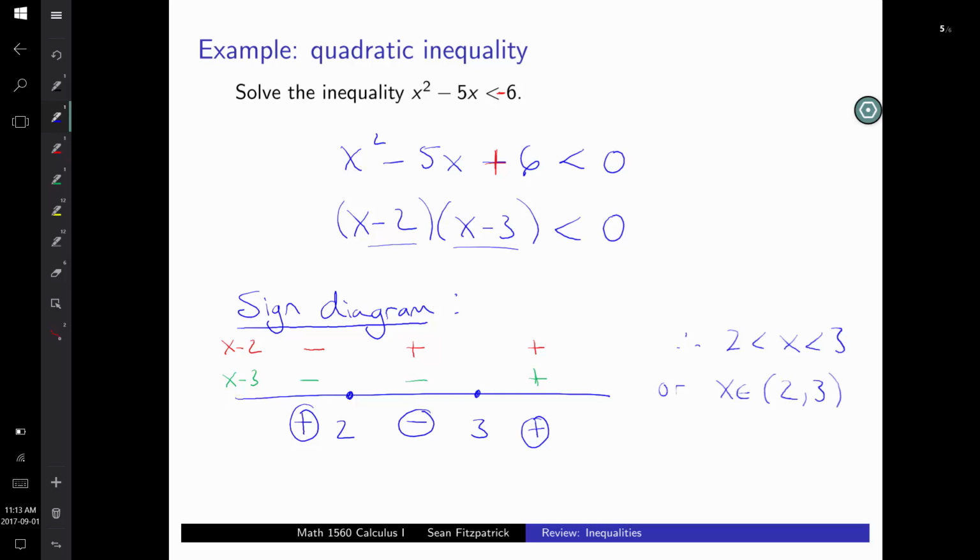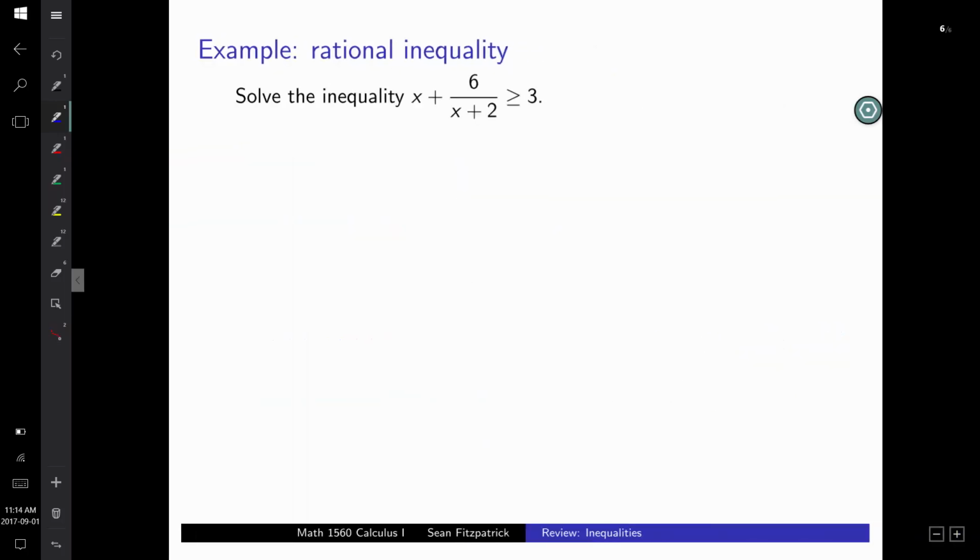Okay, so this is kind of a standard procedure. You want to collect terms, factor, sign diagram. This will work for any polynomial function. It will also work for rational inequalities.